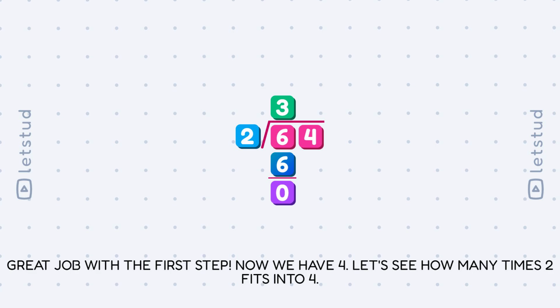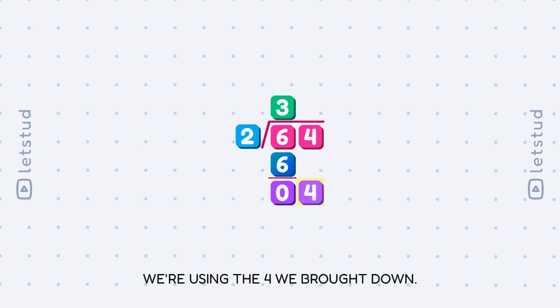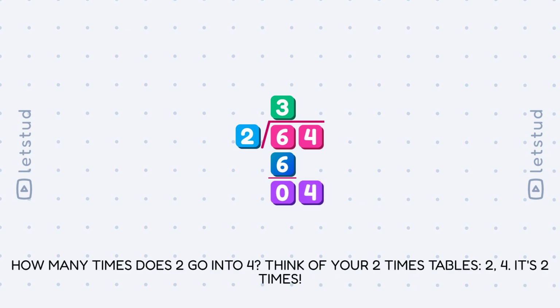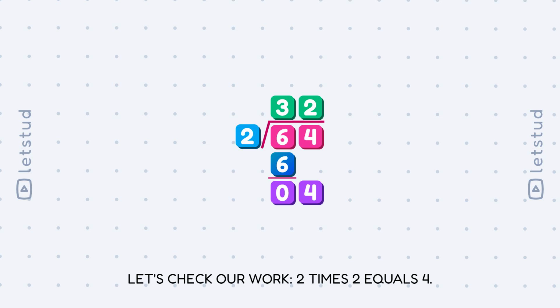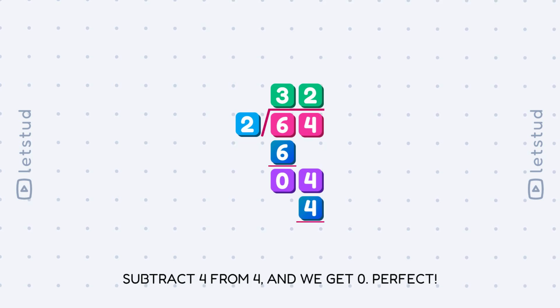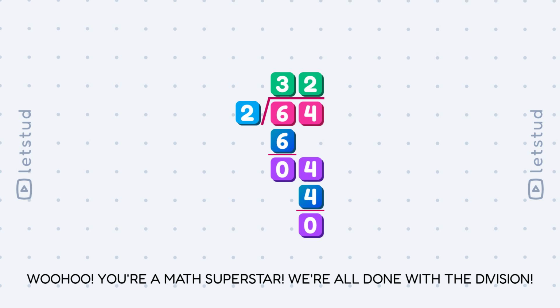Now we have 4. Let's see how many times 2 fits into 4. We're using the 4 we brought down. How many times does 2 get into 4? Think of your 2 times tables: 2, 4. It's 2 times. Let's check our work. 2 times 2 equals 4. Subtract 4 from 4 and we get 0. Perfect. Woohoo, you're a math superstar.